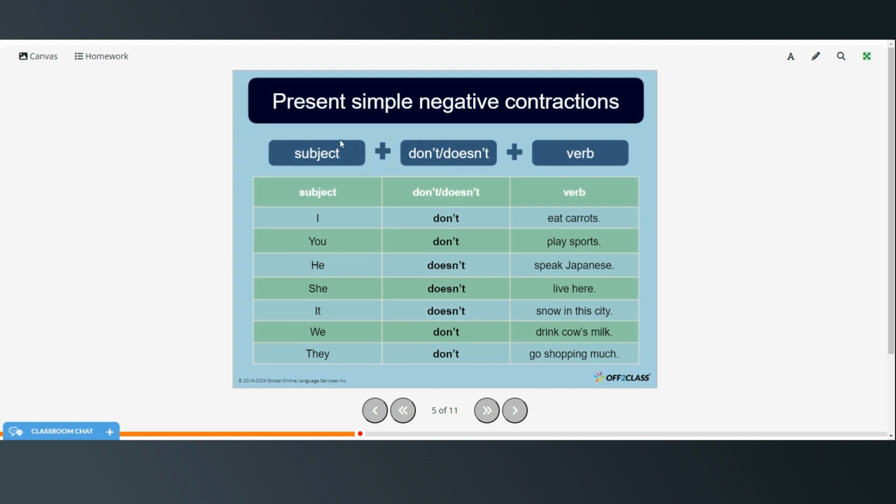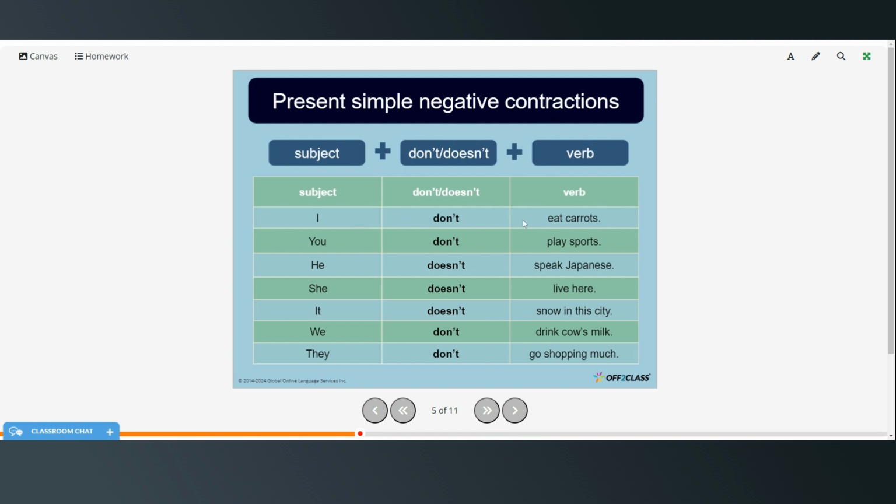All right, and then we can show the contracted form. So instead of do not and does not, we can shorten those to don't and doesn't. But the same rules still apply. We use the S form with he, she, and it, and then we use don't for the other subjects.